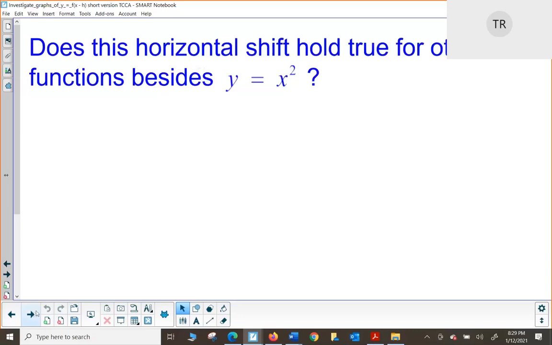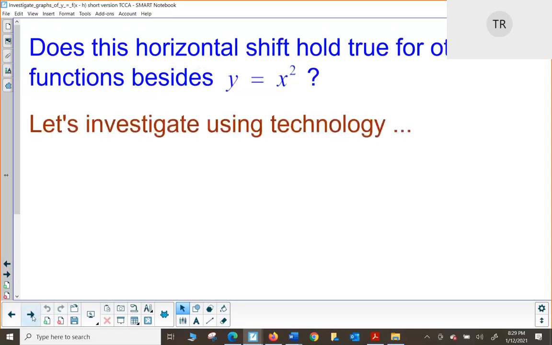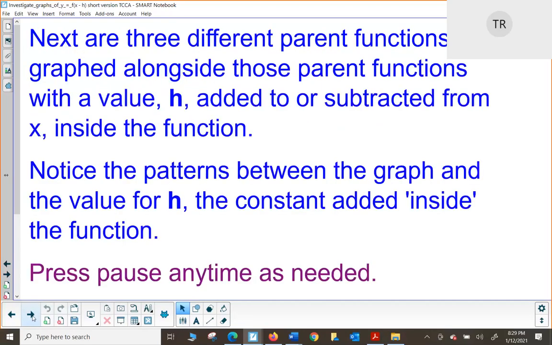So does this hold true for other functions besides y equals x squared? Because you only looked at 2, and that's really not enough to generalize quickly, but we can't spend all day either. So we're going to investigate using technology. They don't have to have technology. I'm just going to go ahead and use screenshots to show them, okay?